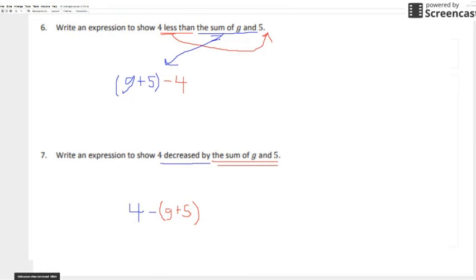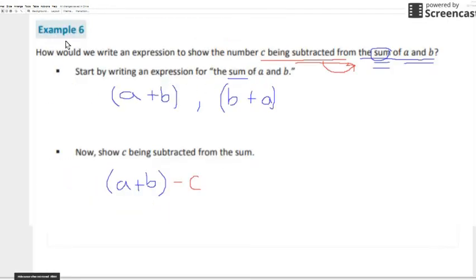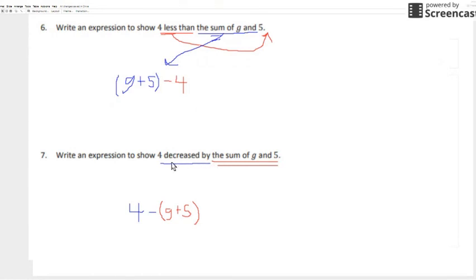In example 6, subtracted from means it goes to the back. But if all it says is decreased by, then 4 is being decreased by this next part, and that's simply how it's read. And so there you go, that would be our answer: 4 minus the quantity g plus 5. Of course, if you switch g and 5 around, it doesn't matter because it's addition.